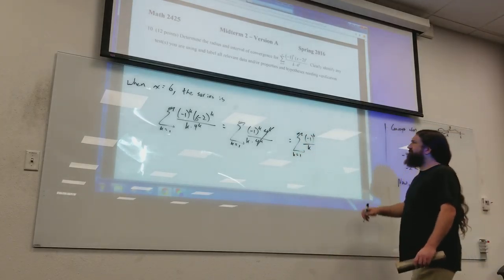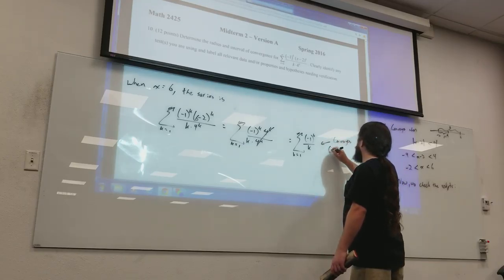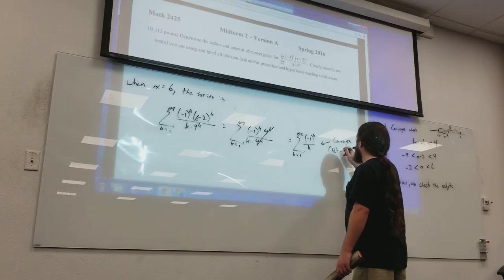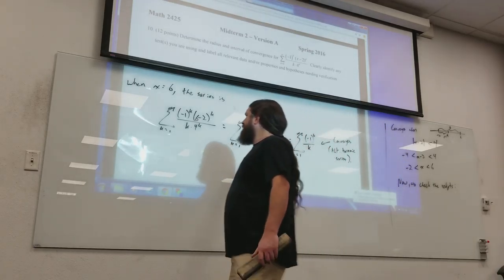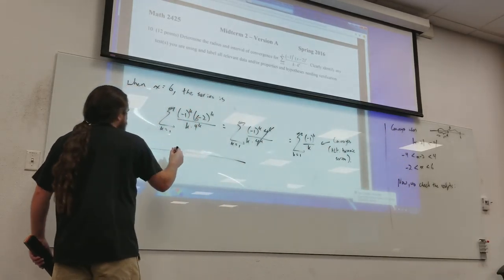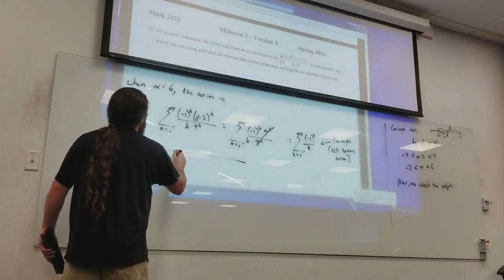This converges because it's a known series. It's the alternating harmonic series. It's the same thing with negative 2? I don't know if it will be or not, because I think that negative 1 to the k is going to mess us up. So k equals 1 to infinity.